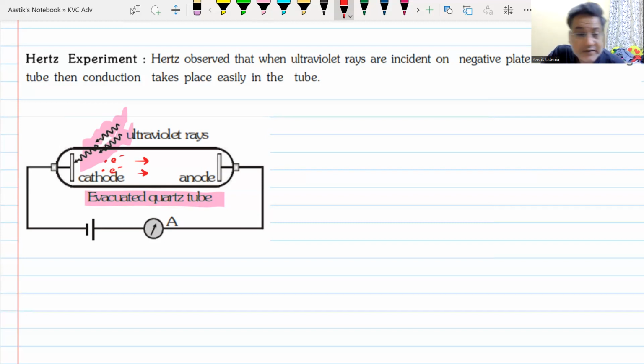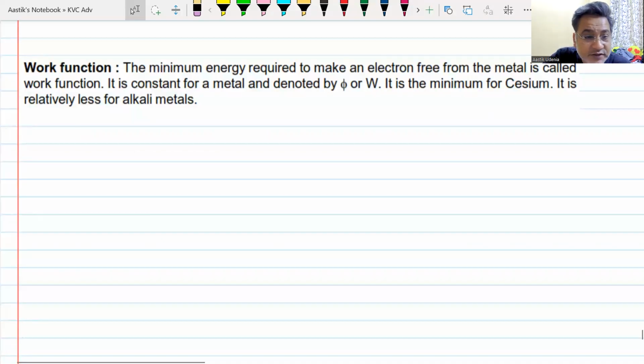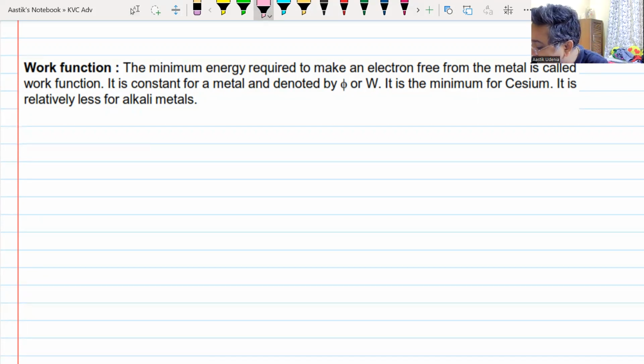Now, a term that always comes in this is work function. We'll again have a look at this work function or threshold energy. What is work function or threshold energy? It is the minimum energy which is required to make an electron free from the metal. Threshold frequency.